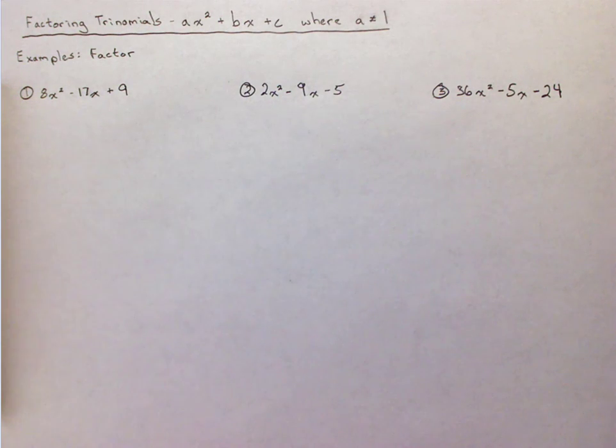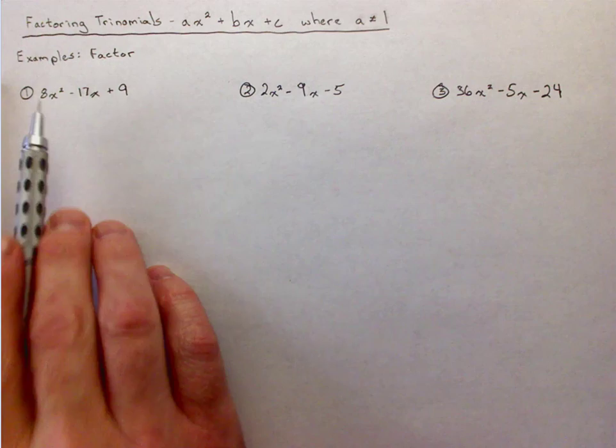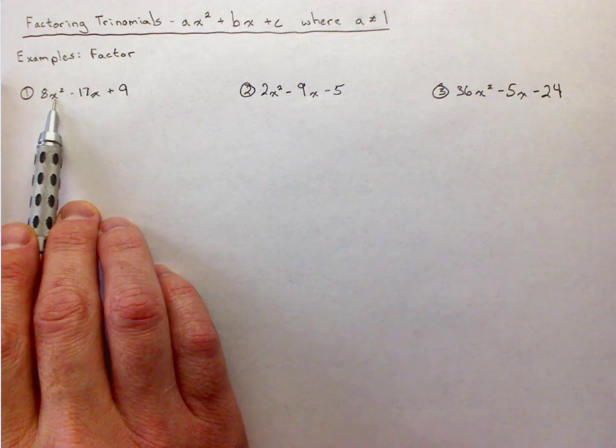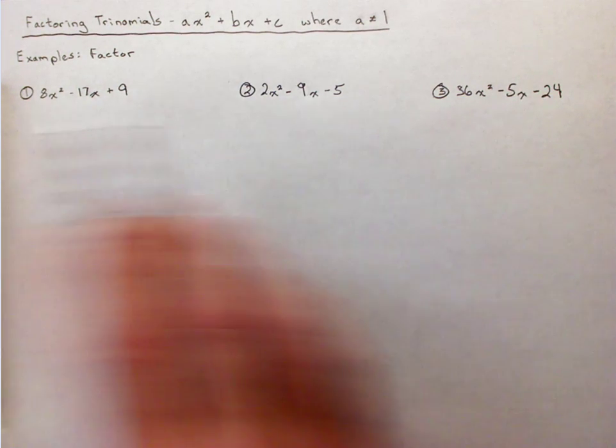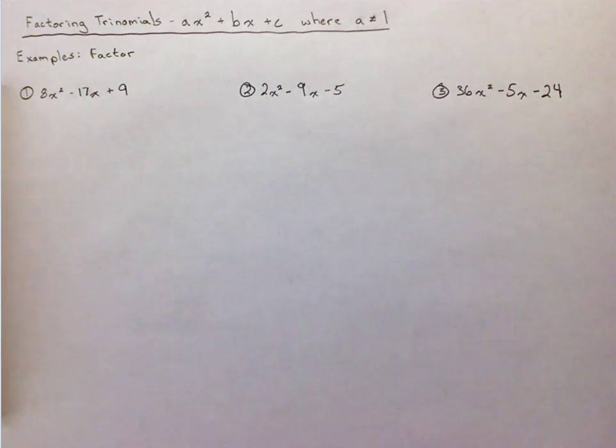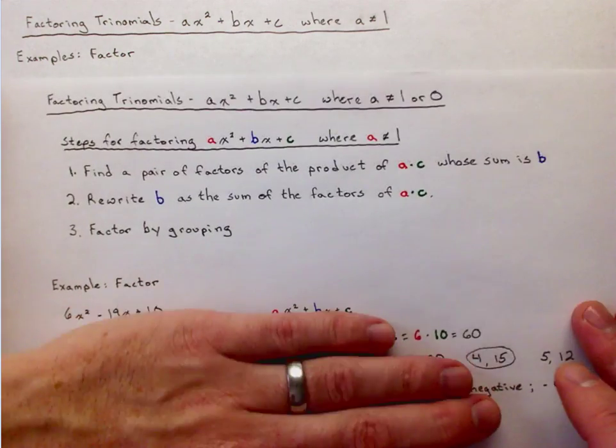Hello everyone. Again, we are looking at factoring trinomials of the form ax squared plus bx plus c, where a does not equal 1. That means we have a numeric coefficient in front of that x squared. Our lead term has a number other than 1. And there were 3 steps that I talked to you guys about doing.